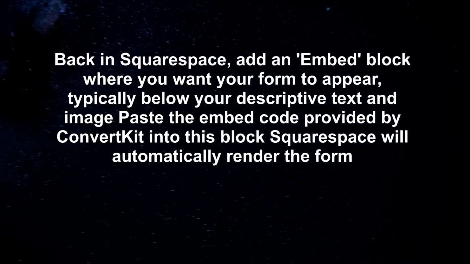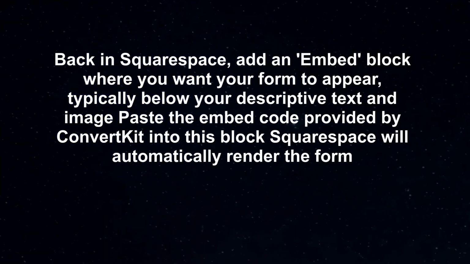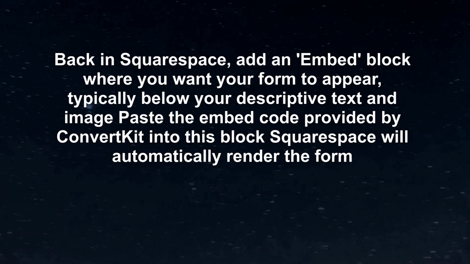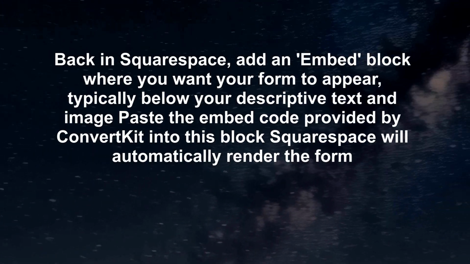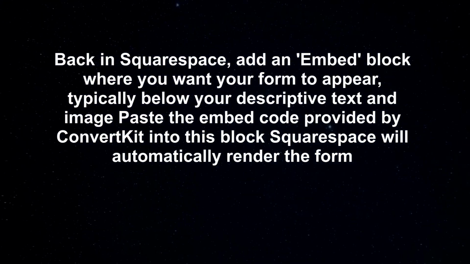Back in Squarespace, add an embed block where you want your form to appear, typically below your descriptive text and image. Paste the embed code provided by ConvertKit into this block. Squarespace will automatically render the form.